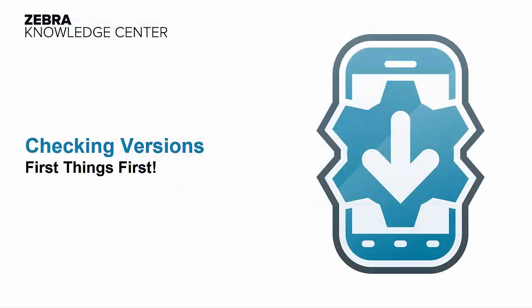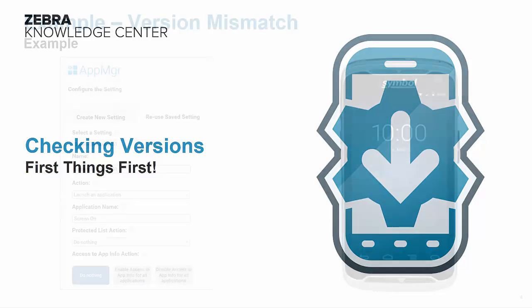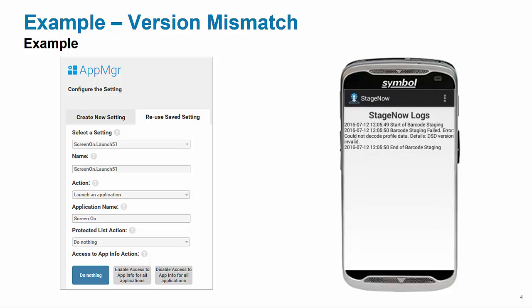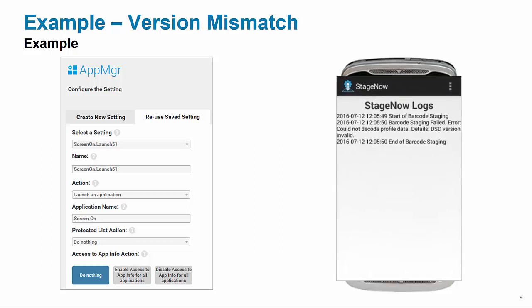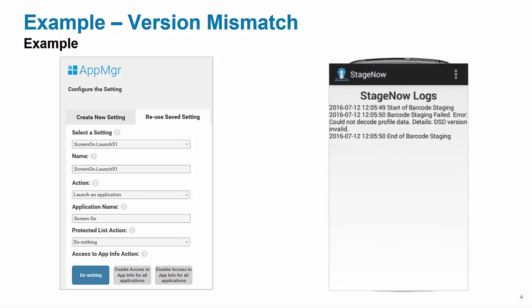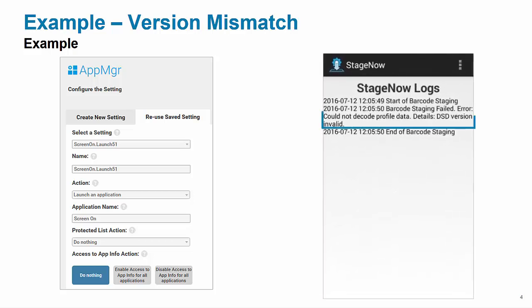Before engaging in any troubleshooting, you absolutely want to ensure that all the components involved have the right versions. Let's take a look at how to do this and why it is important. Consider this example. A profile with a single step using app MGR CSP fails with a "could not decode profile data" error. What is going on? See the DSD version invalid?